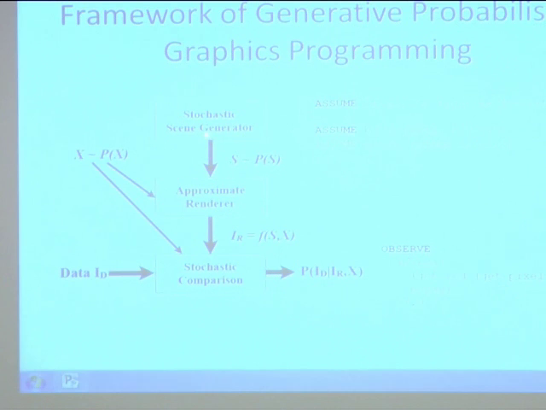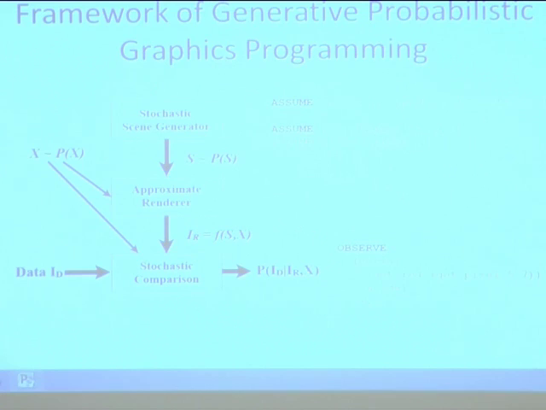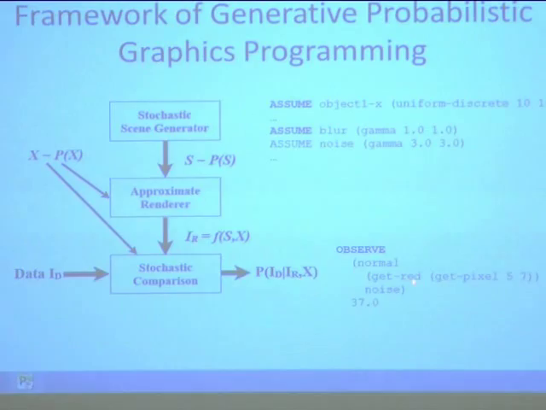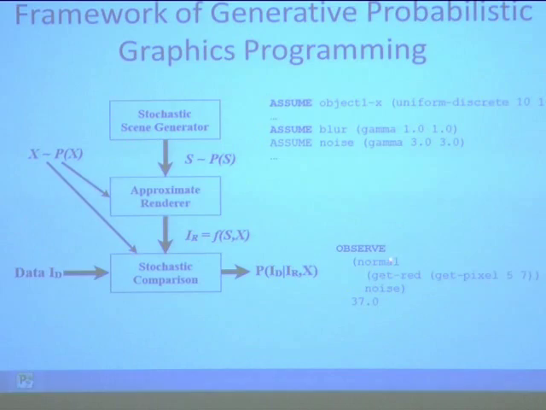For example, the stochastic scene generator can be written in Venture like this, and the stochastic comparison can be written like this. When you compare the image, you have the generated image and you get the red channel from this generated image. You get pixel 5 cent from this generated image. Then you add noise using a normal Gaussian distribution, for example with some noise variance. And you force it to be equal to 37, which is from the real image value. From there, you want to infer the posterior for the original image. We want to converge to the posterior of what the latent variable values are, because we want to maximize this probability, roughly speaking. So we want to infer latent variables, and I will show what latent variables could be in two examples.